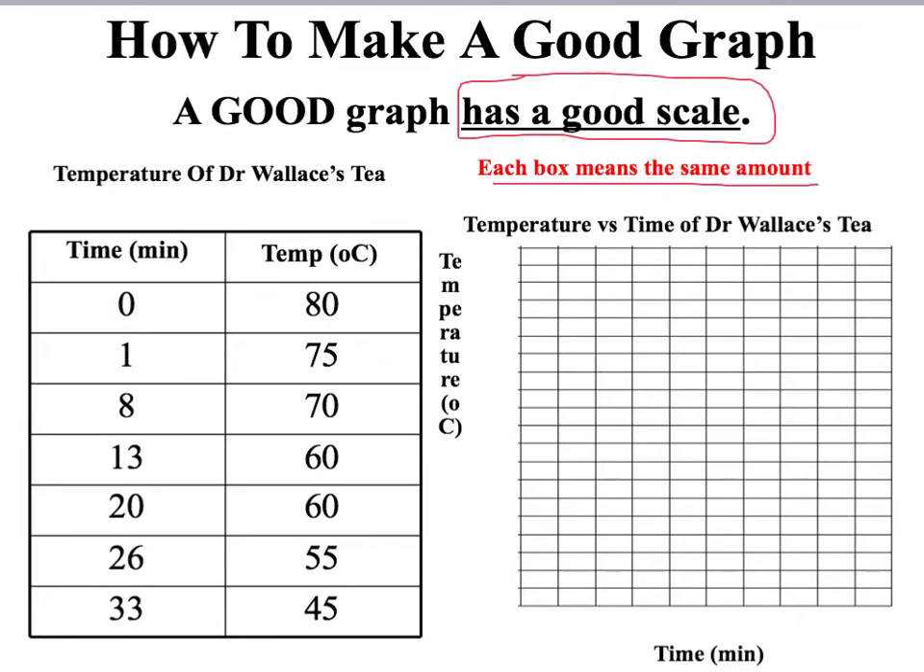And one of the first steps you're going to have to do after you set this up is you're going to have to count the boxes. So on the temperature side, let me count. 1, 2, 3, 4, 5, 6, 7, 8, 9, 10, 11, 12, 13, 14, 15, 16, 17, 18, 19, 20, 21. So there are 21 boxes along the y-axis for temperature. And we need to cover 80 degrees. So a good scale to use would be to make each box worth 4.